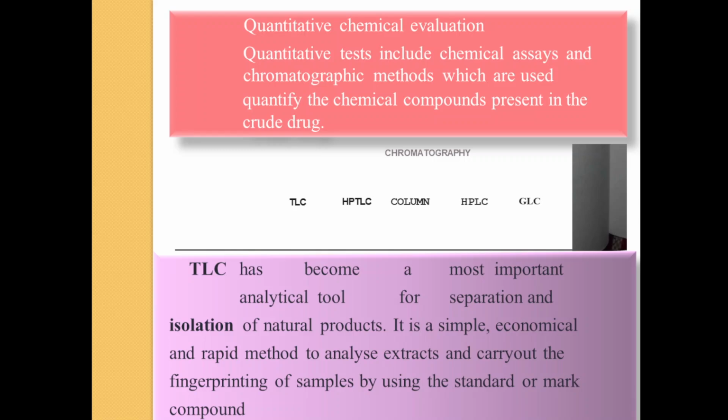All these are the techniques which are used for complete characterization of that compound as well as the extract. Now the chromatographic techniques include thin layer chromatography, HPTLC, high performance thin layer chromatography, column chromatography, high pressure liquid chromatography, and gas liquid chromatography. These are certain examples of chromatography. They are generally used for separation, identification and quantification of the extract.